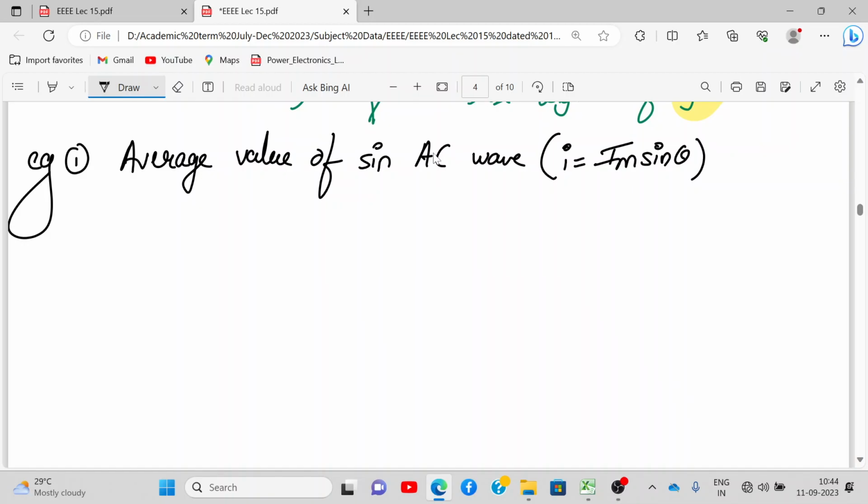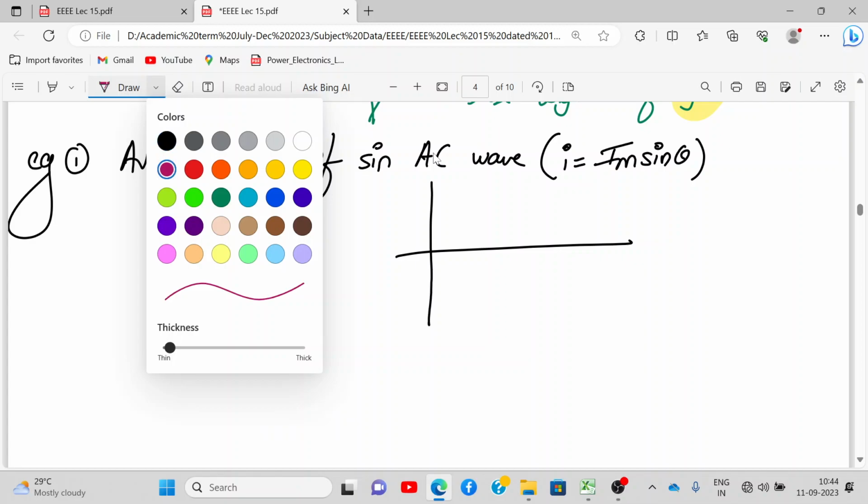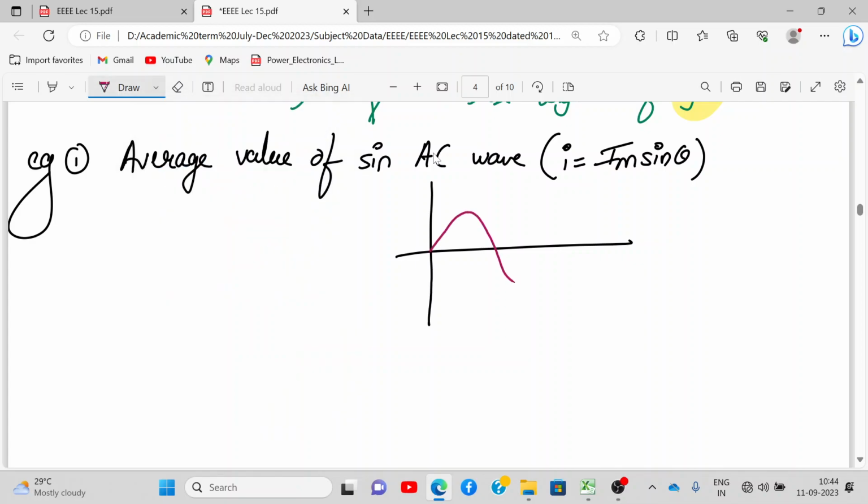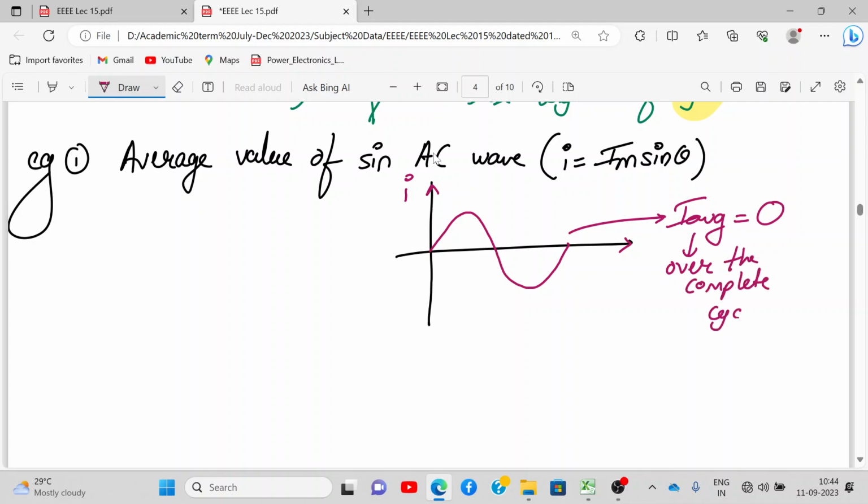I have already told you the average value of this waveform. Let me show it to you. Please concentrate over here or else you will get confused. Now what is the average value of this waveform? The average value is 0, but it is 0 over the complete cycle. If we consider only this cycle, is it 0? No. So we are only considering half the cycle.